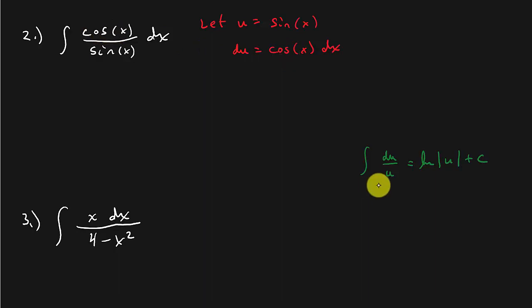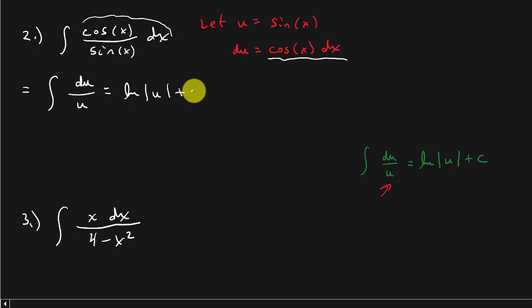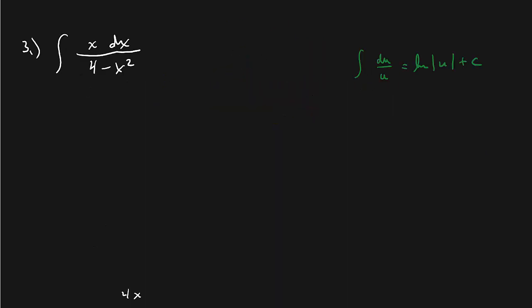And so now we can get it in this form. So this is the integral. In the place of sine x, I'm going to put u. In the place of cosine x dx, I'm going to put du. See, the cosine x dx is here. And so this is the natural log, absolute value of u, plus c, which is the natural log, and then back in the place of u, I'm going to put sine x, plus c. And there's your answer. All right, next example.